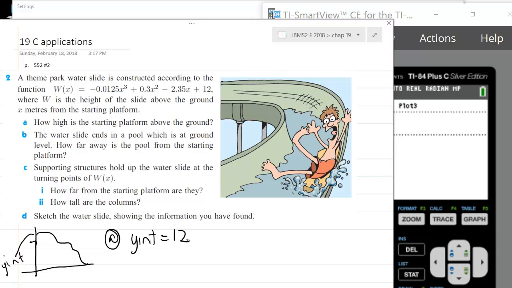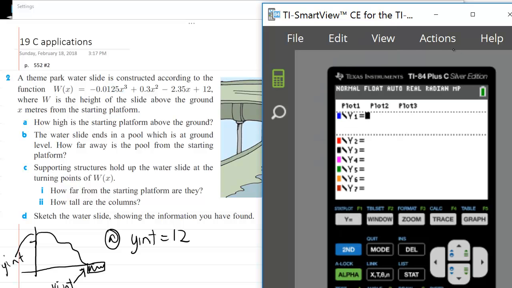For part B, the water slide ends in a pool which is at ground level. How far away is the pool from the starting platform? Well, that pool is going to be down here somewhere. And if we think about this on a coordinate plane, this is our x-intercept. So what we need to do is go to our calculator and put the equation in so that we can find the x-intercepts. Because remember, to find x-intercepts, you plug in 0 for y, but then you have to solve it. So let's take a second to plug that in.